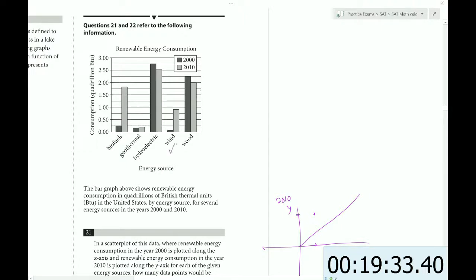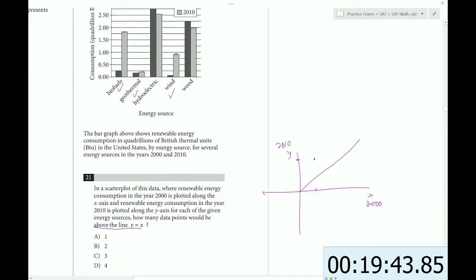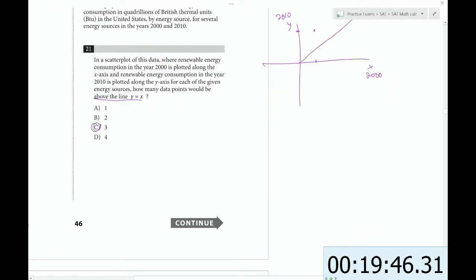So that's certainly true for wind and geothermal and biofuels. So it seems that there are 3 for which the light gray is taller than the dark gray. So I would say answer choice C.